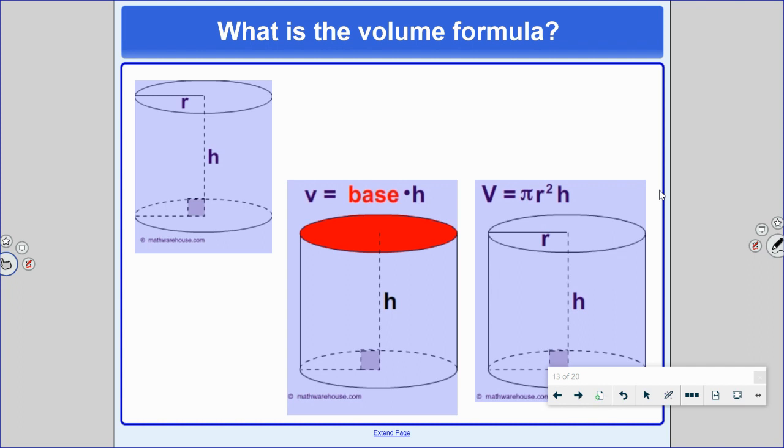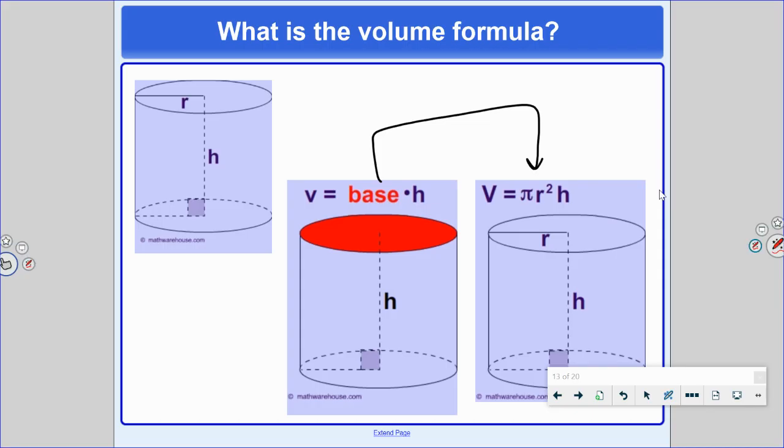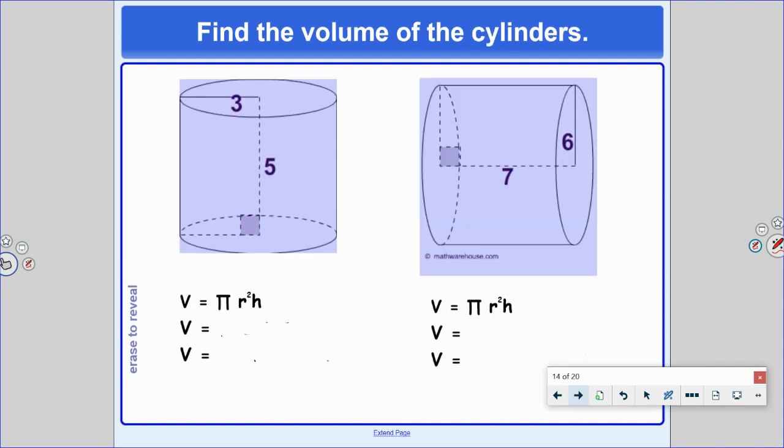You're going to find the area of that base, which is pi radius squared, because the area of that base is a circle, and then you're going to multiply it by the height. So radius times height naturally means we're still going to be using cubic units, cubic centimeters, cubic inches, cubic yards. Onward we go. Let's take a look at the first example.